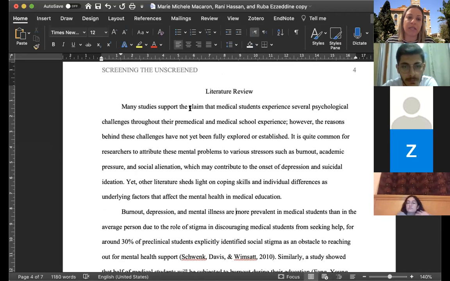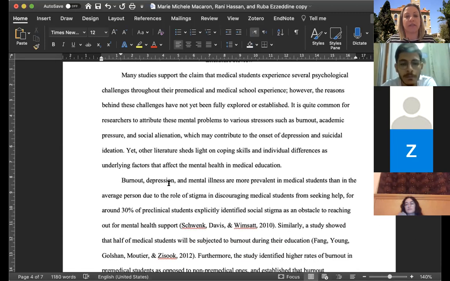They said, many studies support the claim that medical students experience several psychological challenges throughout their pre-medical and medical school experience. However, the reasons behind these challenges have not yet been fully explored or established. So they're just giving a general introduction to the research. It is quite common for researchers to attribute these mental problems to various stressors such as burnout, academic pressure, social alienation, which may contribute to the onset of depression and suicidal ideation. Yet, other literature sheds light on coping skills and individual differences.